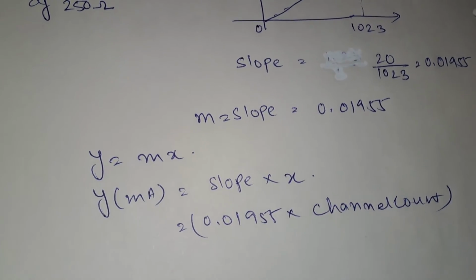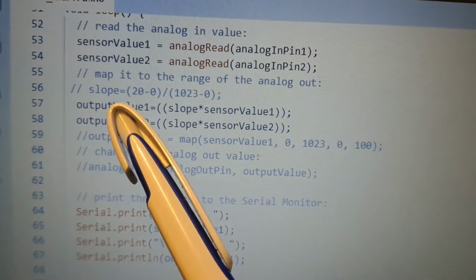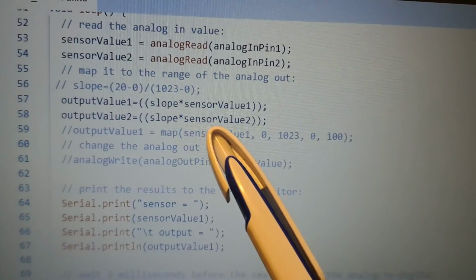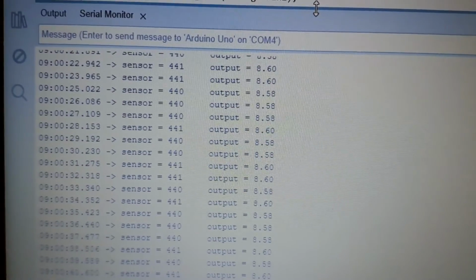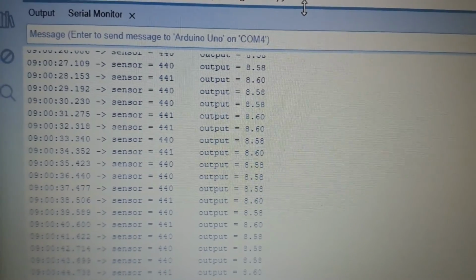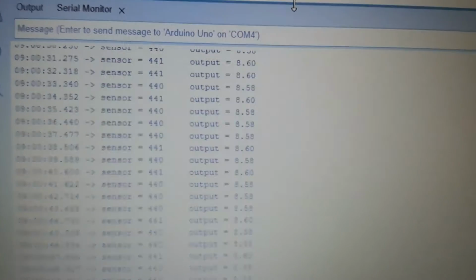Let us look into the software. As you can see here, output value 1 is slope multiplied by sensor value 1, and output 2 is slope multiplied by sensor value 2. On the serial monitor, I am measuring only sensor 1. Sensor 2 I am not measuring. So this is the serial monitor output.